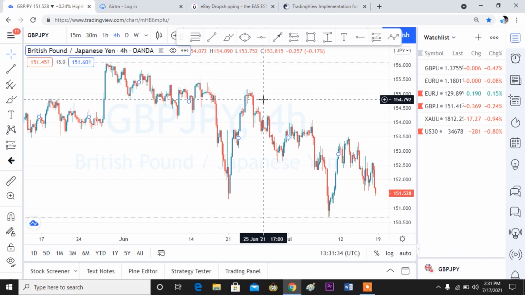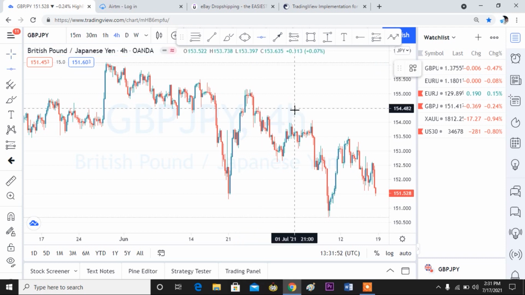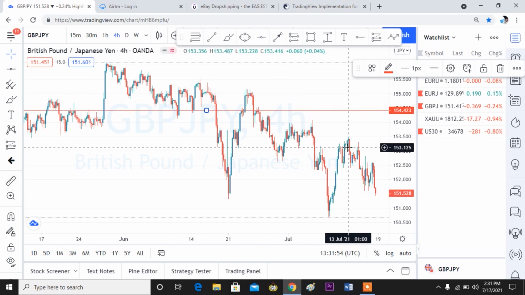And we have two types of psychological levels. We have the main psychological levels, and we have the sub psychological levels. Now here on GBPJPY 4-hour time frame, let us identify the psychological level in this chart. So to do that, we pull up our horizontal line and we bring it out. Remember we said they are whole numbers.